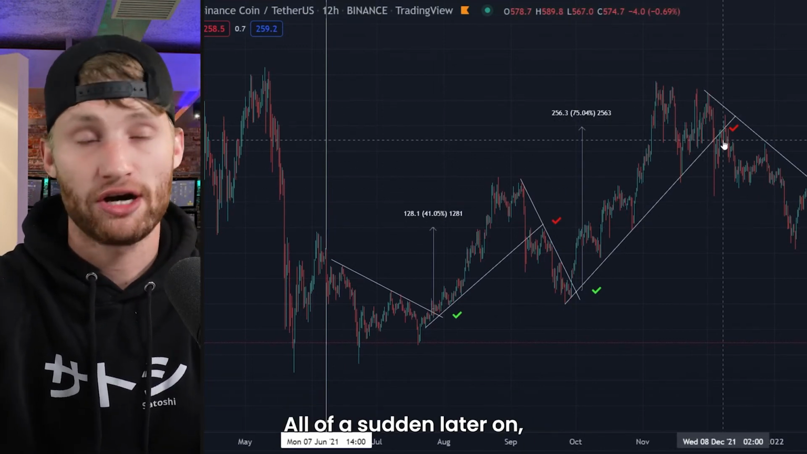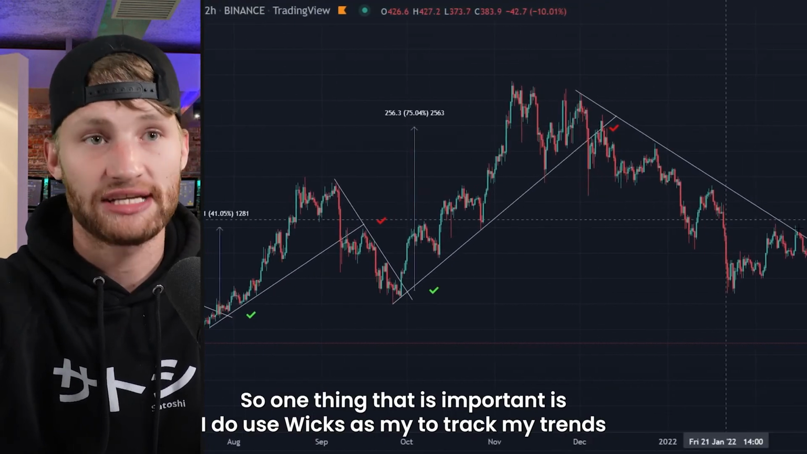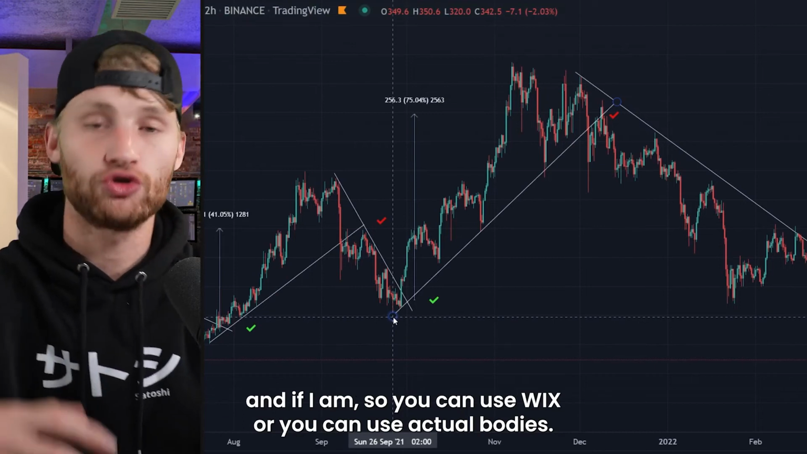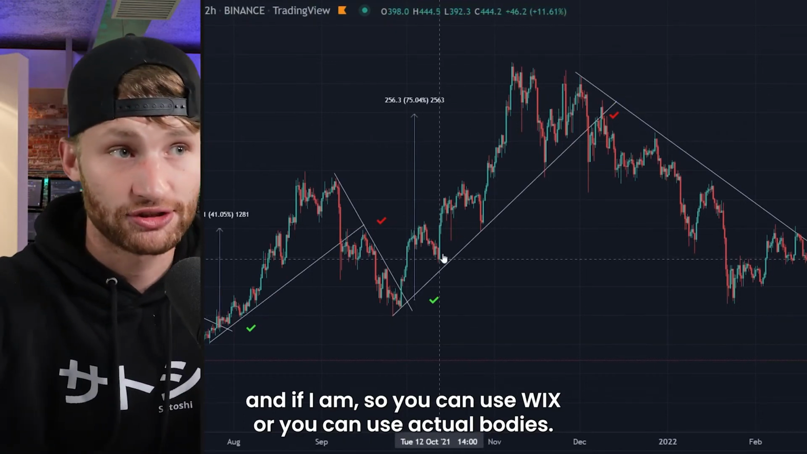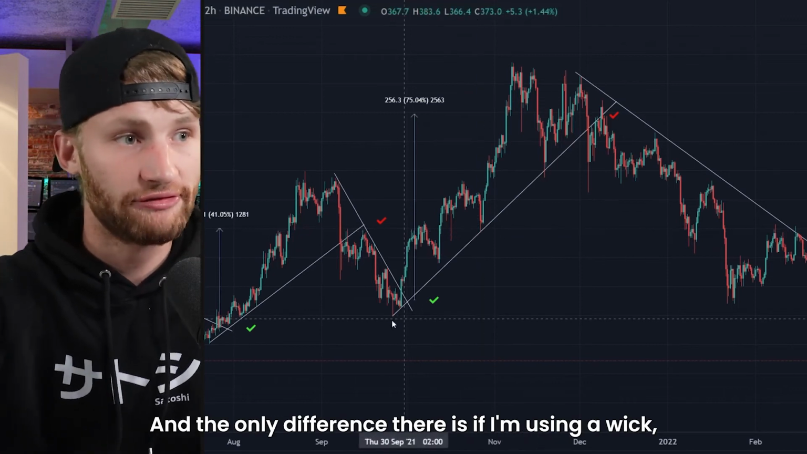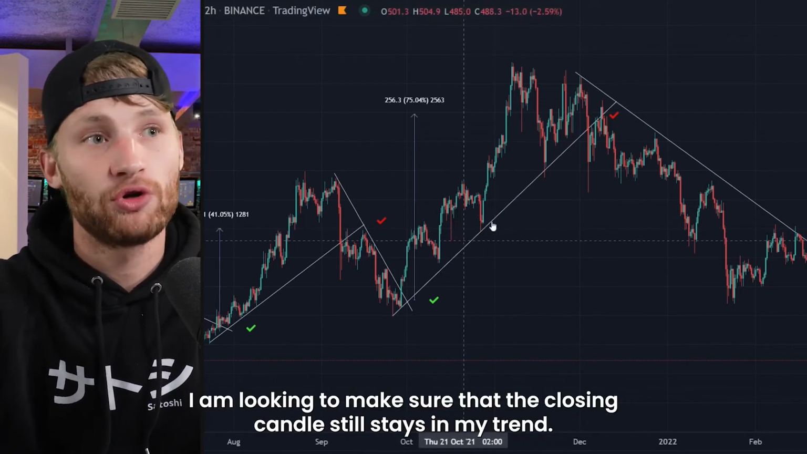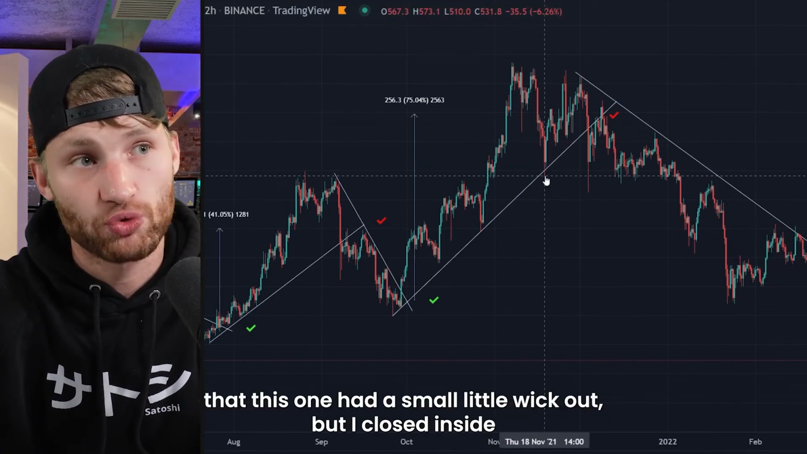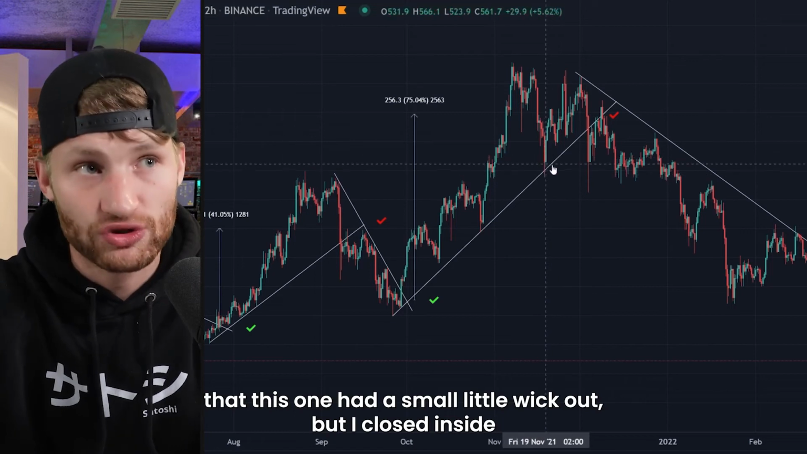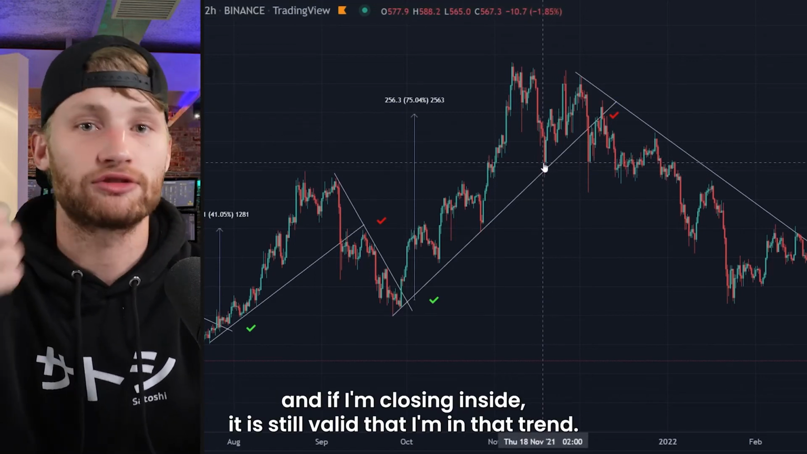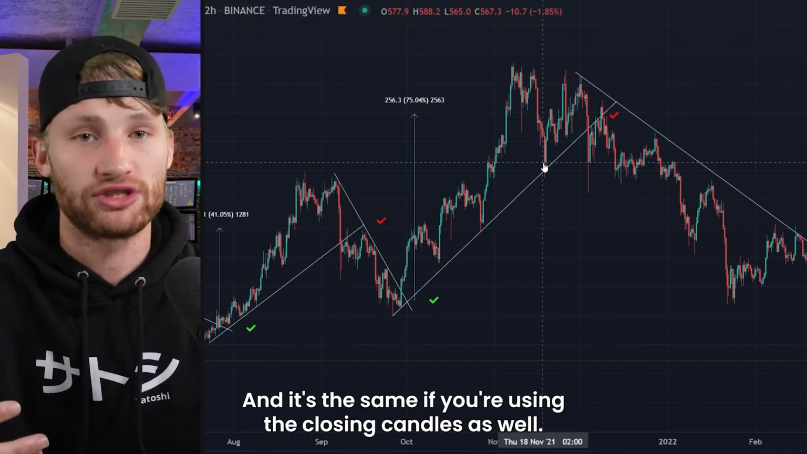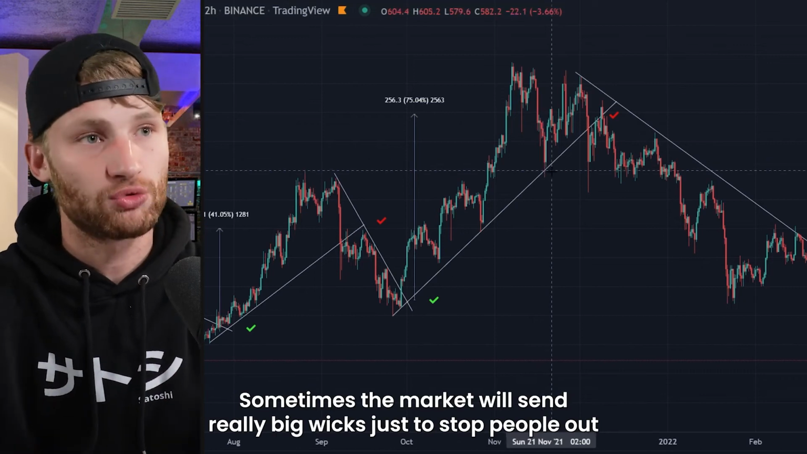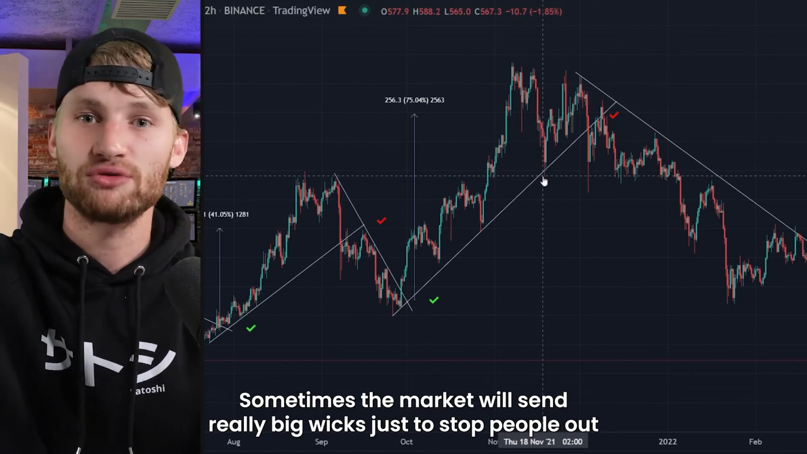All of a sudden later on, one thing that is important is I do use wicks to track my trends. You can use wicks or you can use actual bodies. The only difference there is if I'm using a wick, I'm looking to make sure that the closing candle still stays in my trend. So you could see here that this one had a small little wick out, but I closed inside. And if I'm closing inside, it is still valid that I'm in that trend. And it's the same if you're using the closing candles as well. It's very important where that candle closes. Sometimes the market will send really big wicks just to stop people out, and you don't want to get caught up in that.